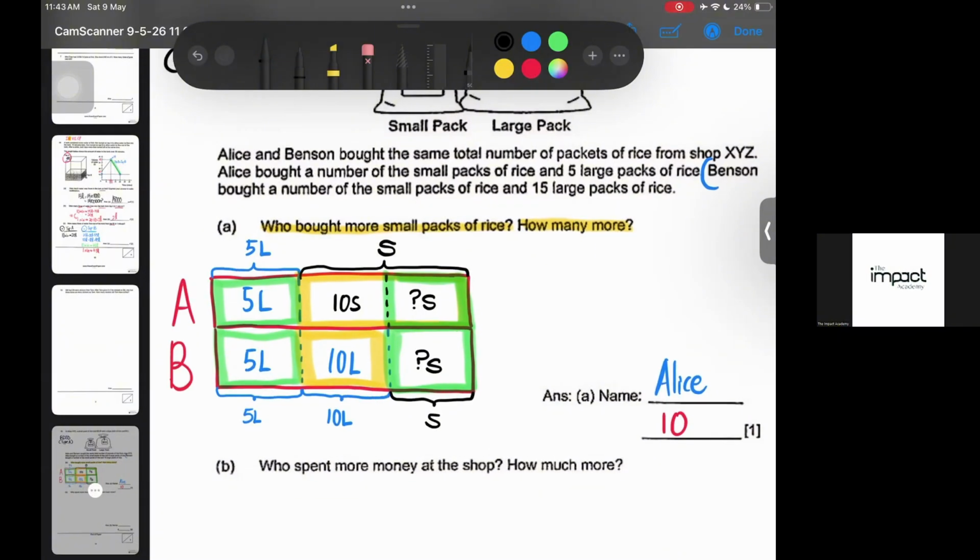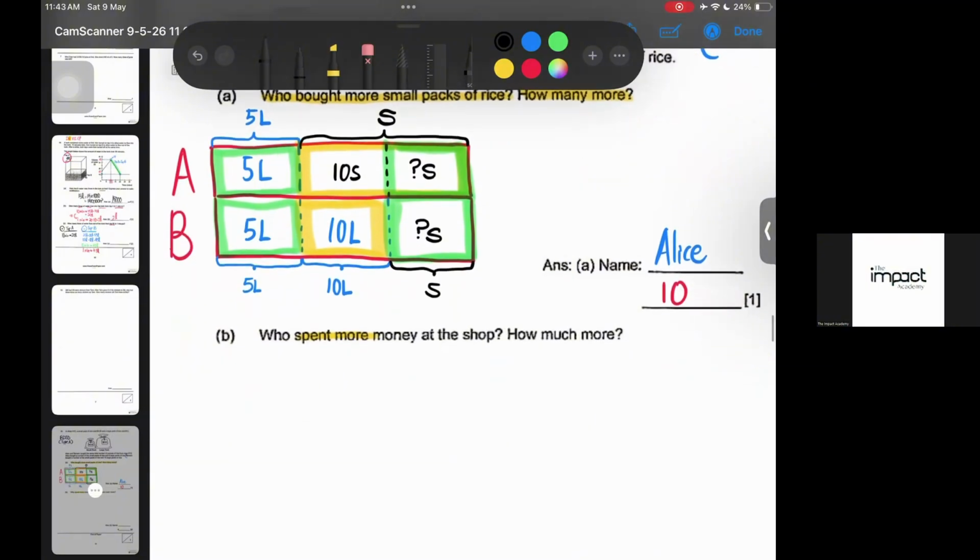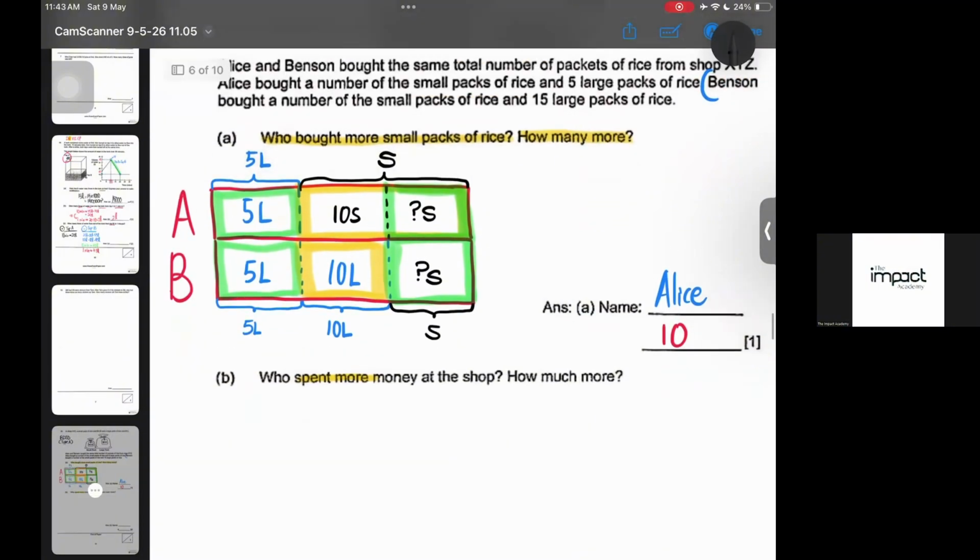So that's it. But then the question moved on to say, who spent more? Benson, of course. Why did Benson spend more? Because he bought more large packets. You all get that?